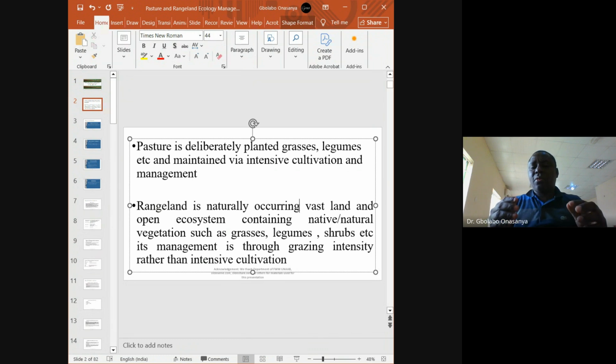So, pasture is a deliberately planted mixture of grasses and legumes, while rangeland is naturally occurring vast land and natural ecosystem containing grasses, legumes, shrubs, and all of that.